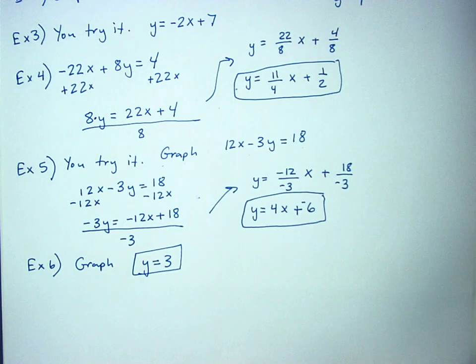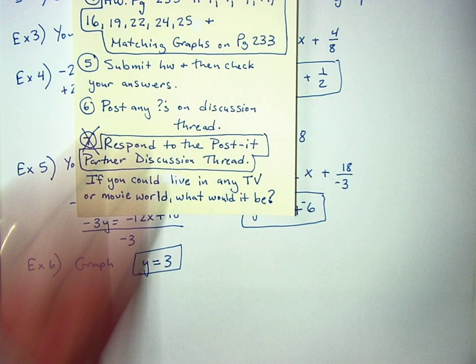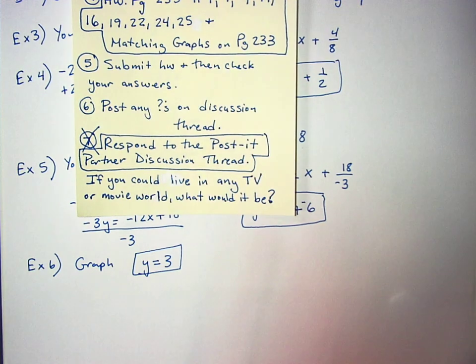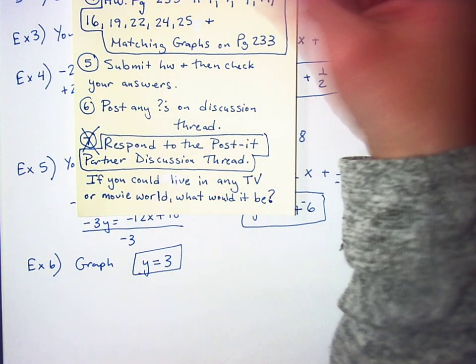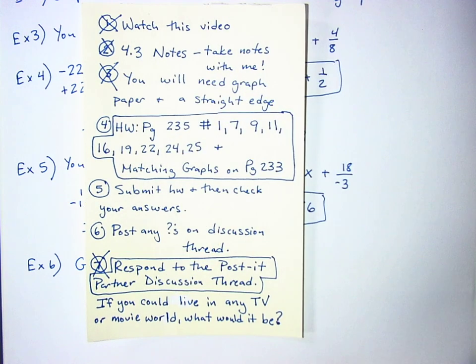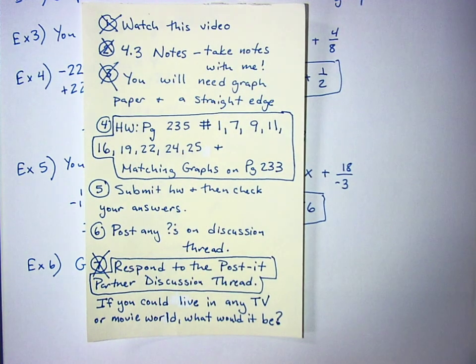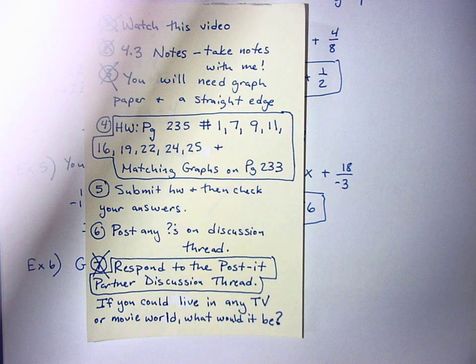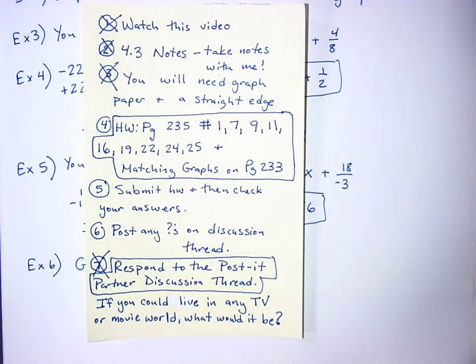All right, that's it for the notes today. Okay, so we're done with the 4.3 notes. The homework for today is page 235, numbers 1, 7, 9, 11, 16, 19, 22, 24, 25, and then you also have to do matching graphs on page 233.